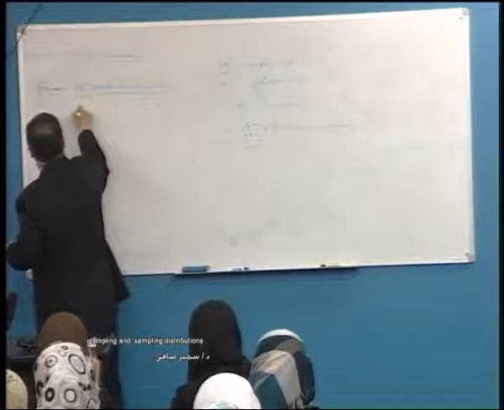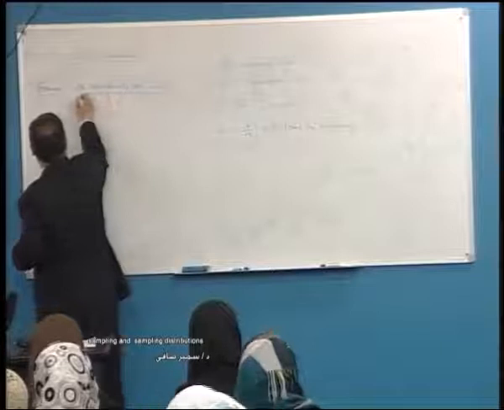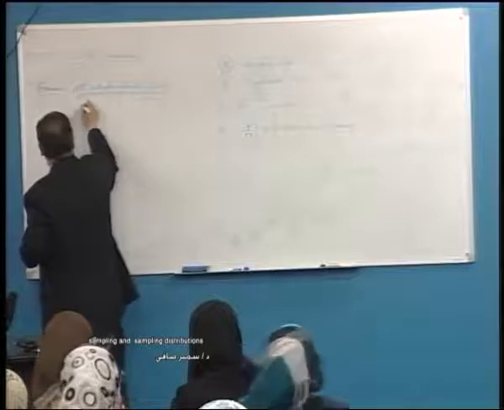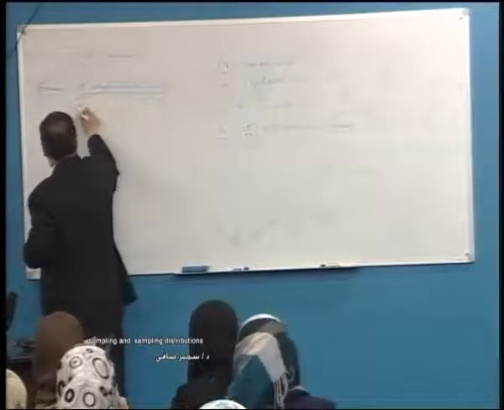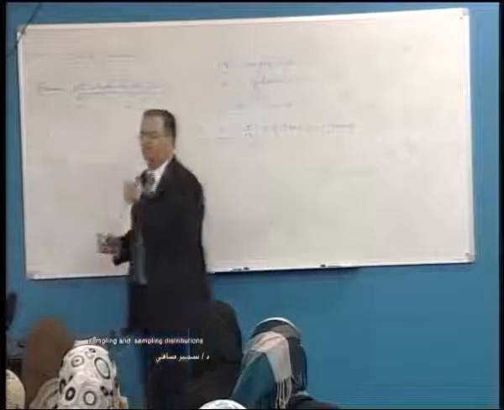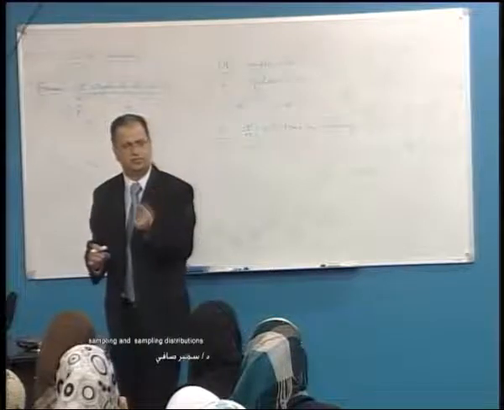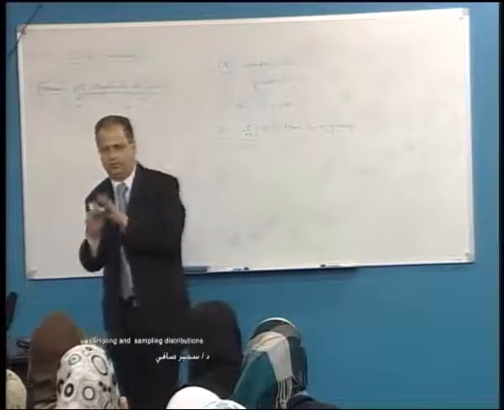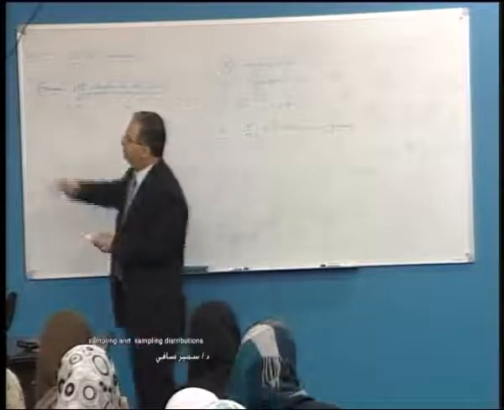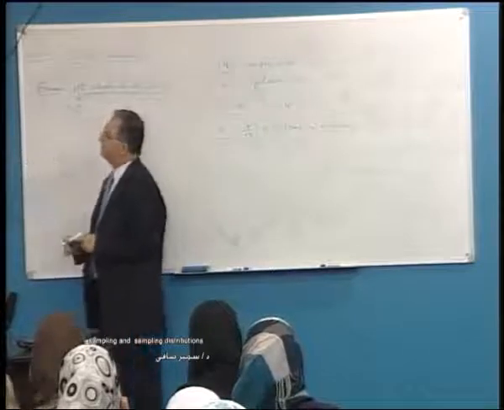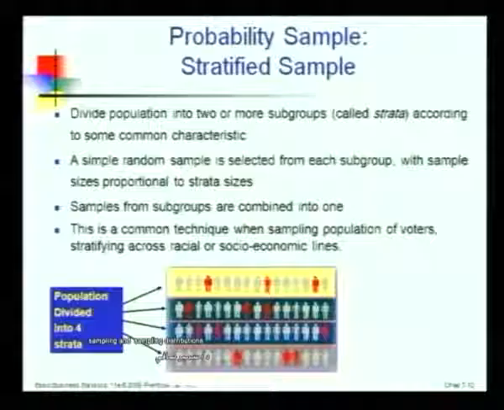So here we have females. IUG students are divided into two strata, or two groups, females and males. This is the first step. At least you should have two subgroups. So we have the IUG students, the entire population, divided into two subgroups. Next, a simple random sample is taken, and be careful here, with sample sizes proportional to strata sizes.